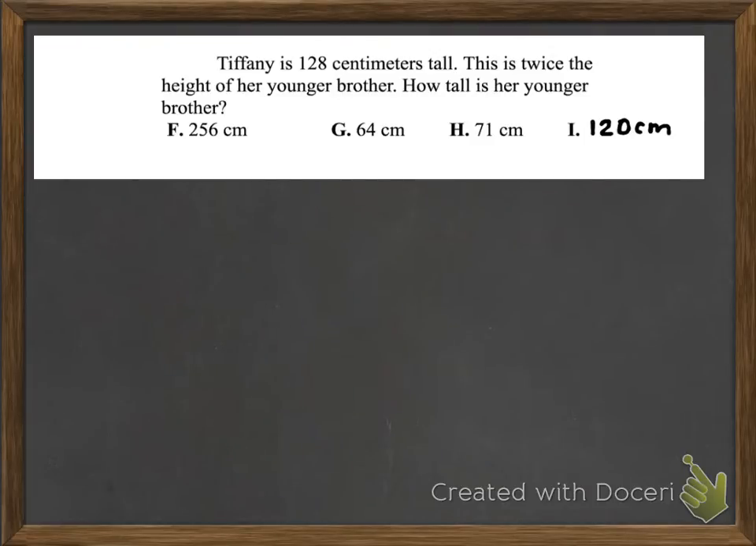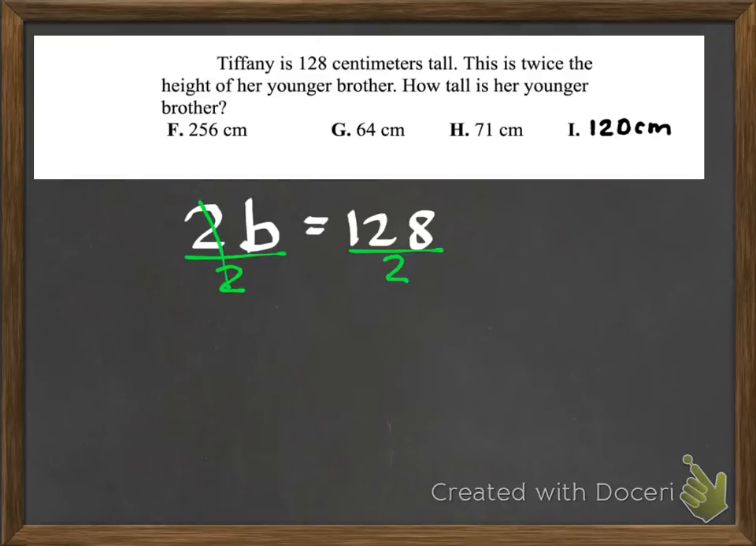Now we're going to look at this one. It says Tiffany is 132 centimeters tall. This is twice the height of her younger brother. So Tiffany is 128. Remember, that's the absolute that they gave us, equals twice the height of her brother. So her brother would be 2 times her brother. Okay? So now to solve this, we would just divide by 2 on both sides. And we would get B equals 64. So our answer here would be 64 centimeters.